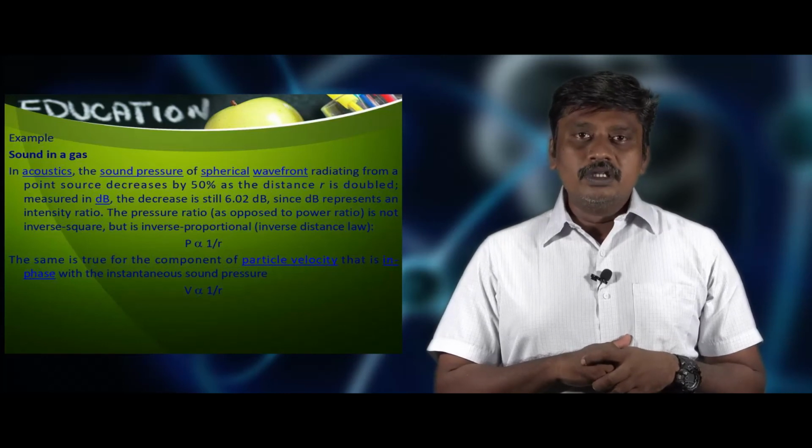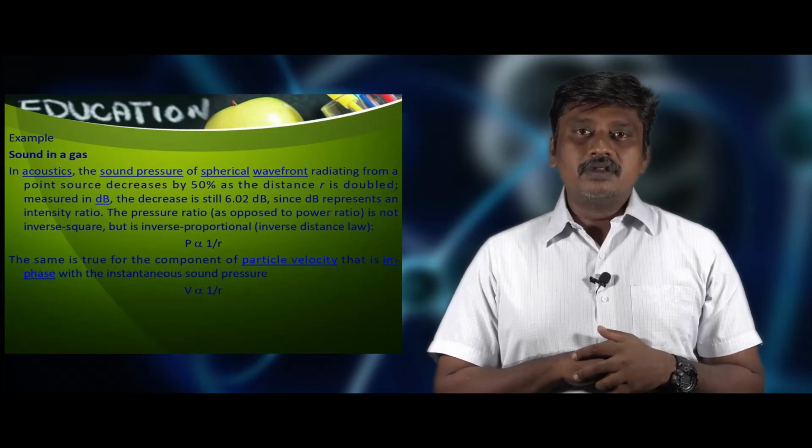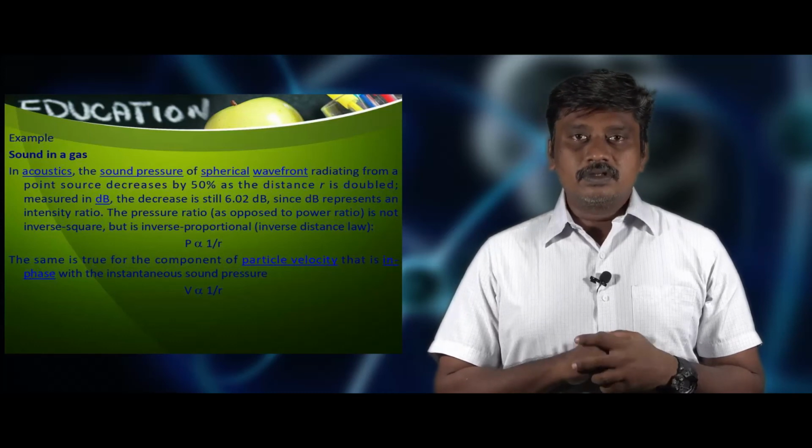If we combine both of these, PV is proportional to 1 by R square. It clearly tells that the intensity of the sound is inversely proportional to the square of the distance of the point from the source of sound. So it also obeys the inverse square law.